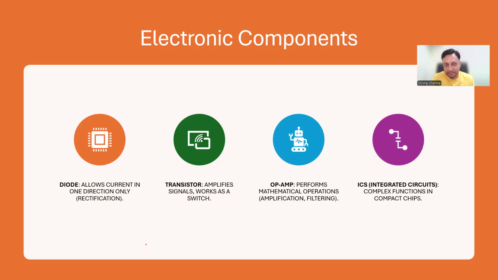Fine. Then electronics. Both are related, correct? For the trending market, or the trending technology, we need to understand both. So what are the different electronic components we have? Diode, transistor, op-amp, ICs. You have heard about a few of them, like the IC, integrated circuit. If you look at the diode, it allows current in one direction only.